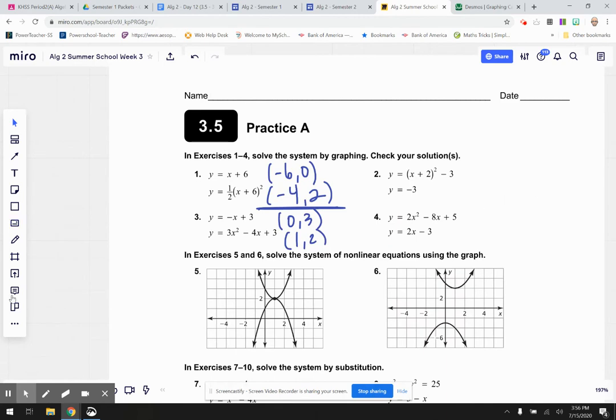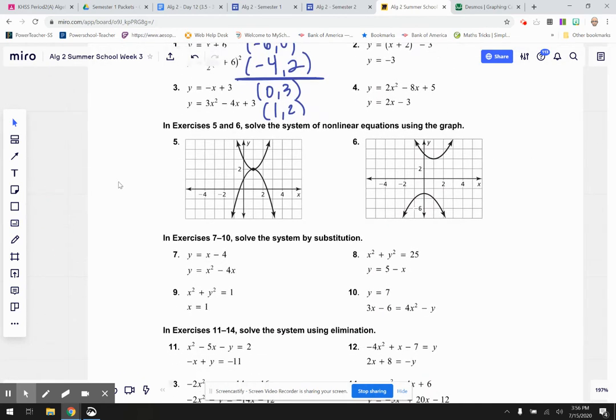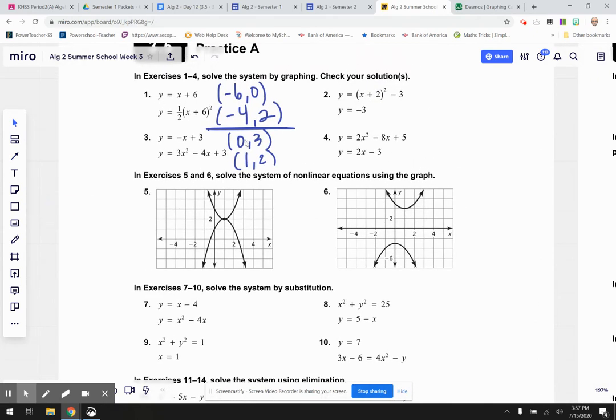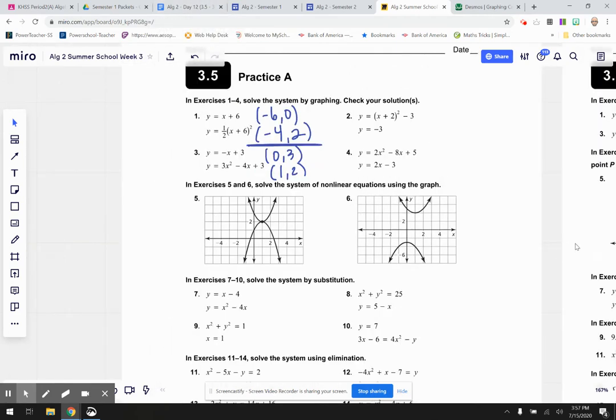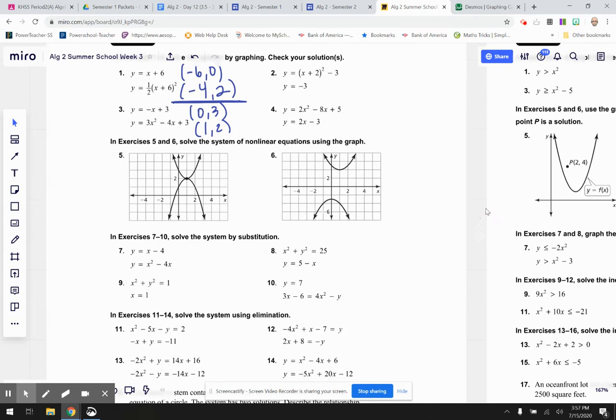2 and 4 look the same, so I'm not going to take too much time on the video to do that. Right now, you haven't really had to take any notes except write these 2 answers down. You're just going to be doing your ones on the graph as well, just the Desmos. 5 and 6. So they want to just say solve by looking at the graph.